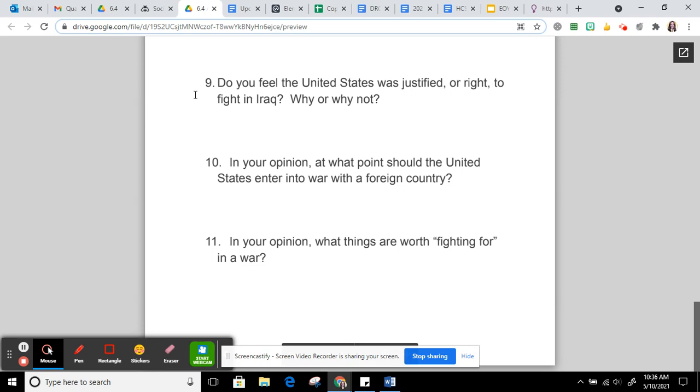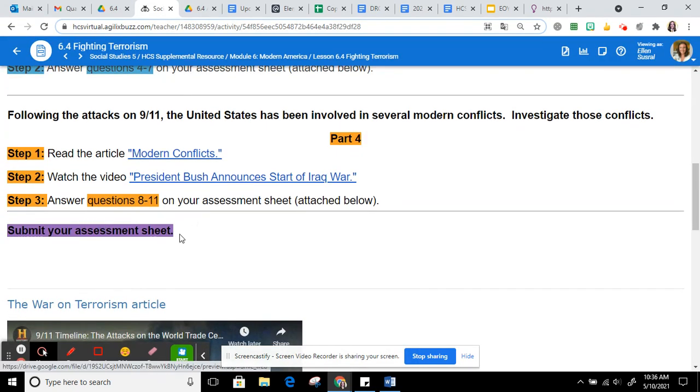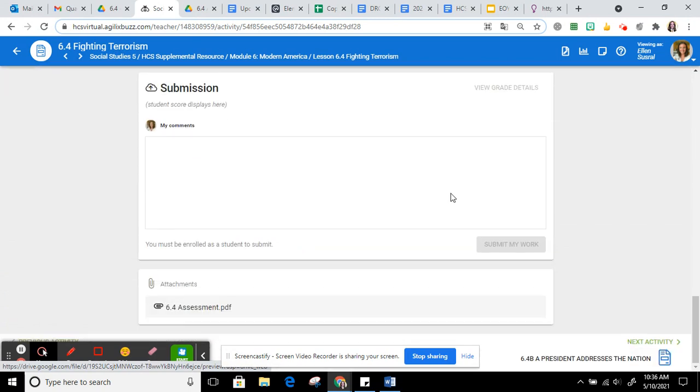After you complete the chart and questions 1 through 11, you're going to submit your assessment sheet. To submit your assessment sheet, you'll come down to the submission box. You'll have a blue plus button where you can attach your work.